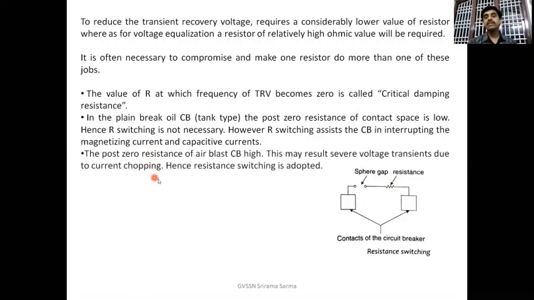If you take the air blast circuit breaker, as I said, the post-zero resistance is more. Therefore, this may result in severe voltage transients due to current chopping. Hence, resistance switching is adopted.